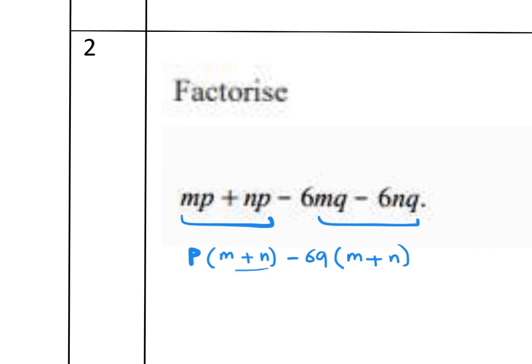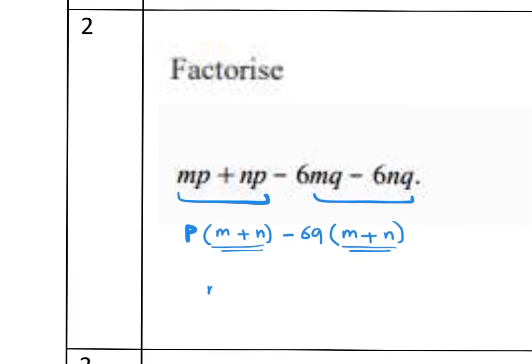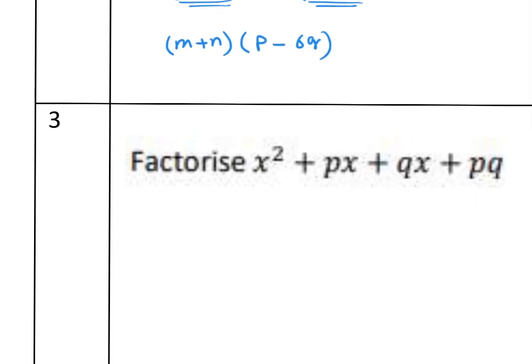So if we have the same bracket, we factorized in a proper way. Take this common bracket, then you are left with B minus 6Q. B minus 6Q.